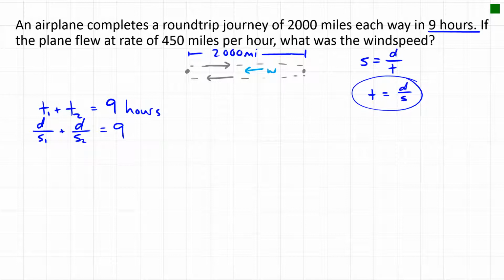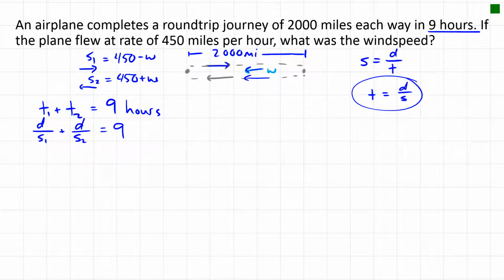Well, we know that the speed on the trip there, going to the right, this beginning speed here, is going to be 450 miles per hour minus the wind speed as it blows back against the plane. And then that second speed, the speed on the way back the other direction, is going to be 450 plus a bonus speed from the wind. It's going to get pushed as it flies in the direction of the wind.